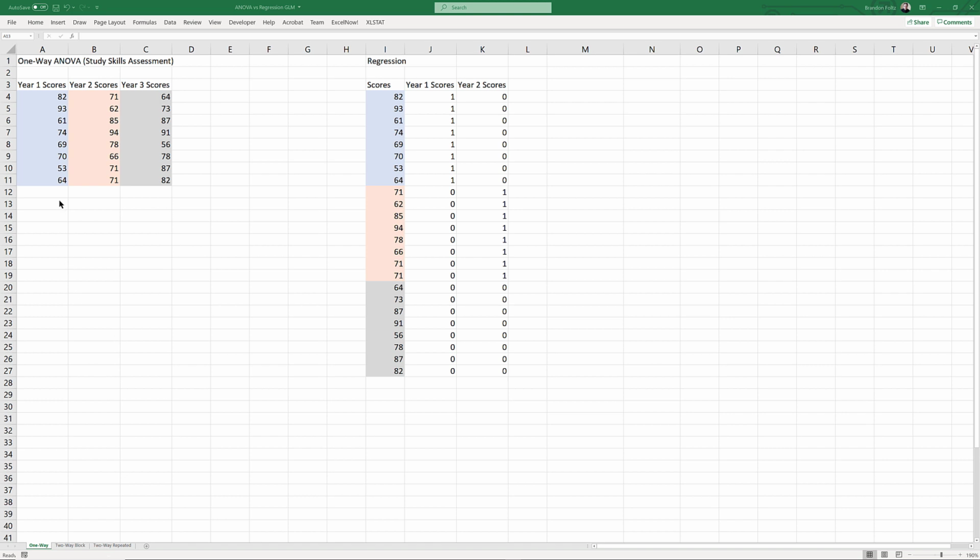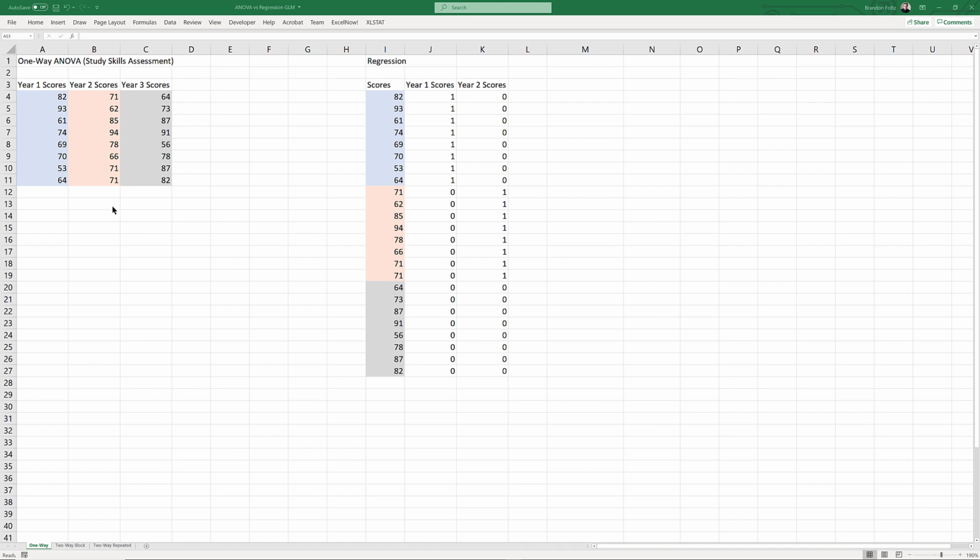So let's start here. In the upper left, we have our data. This data is actually based upon my one-way ANOVA video that's on my channel here. So we have 3 random samples of study skills assessment scores. So year 1 could be like the freshman year of 8 students. We have there in the first column. Year 2 could be, say, the sophomore year for 8 students. We have 8 values there, and then 8 students in year 3. So all 3 of these samples are independent, and they're therefore 24 random students in total.